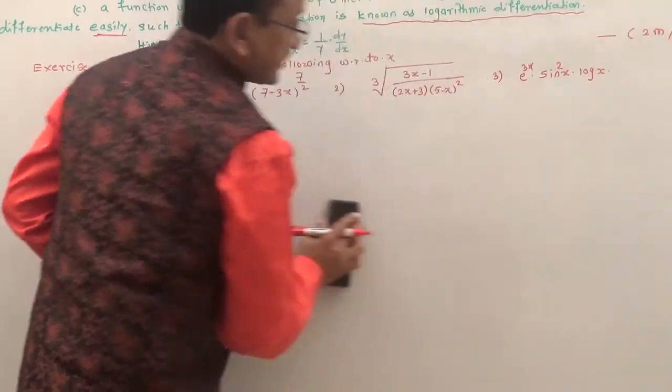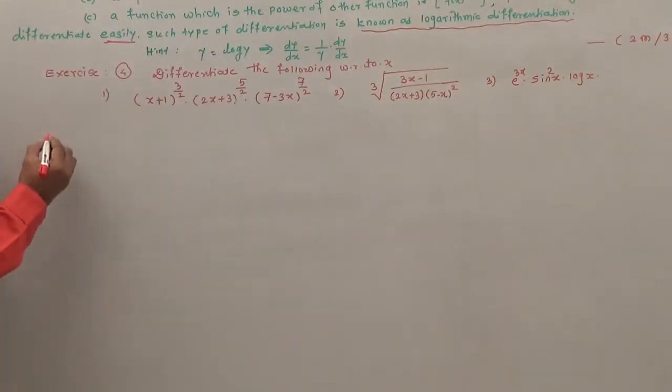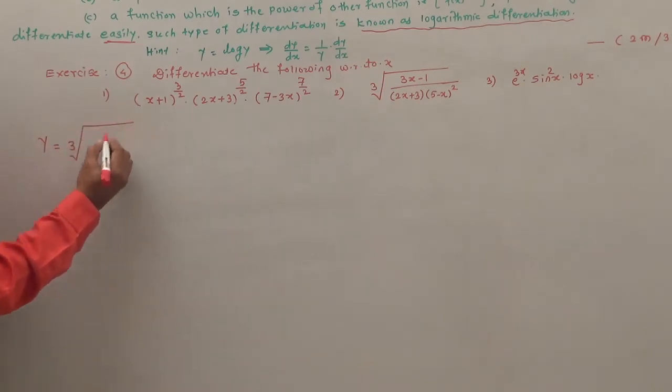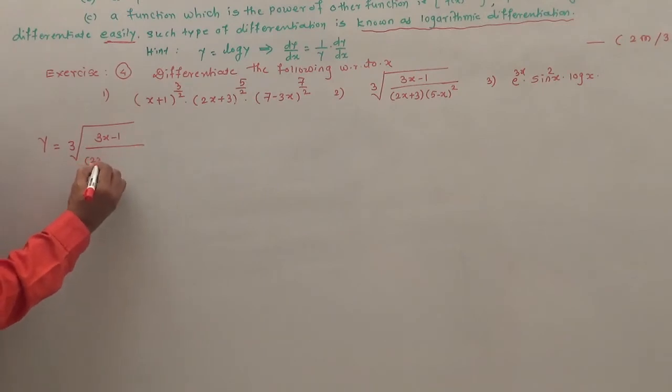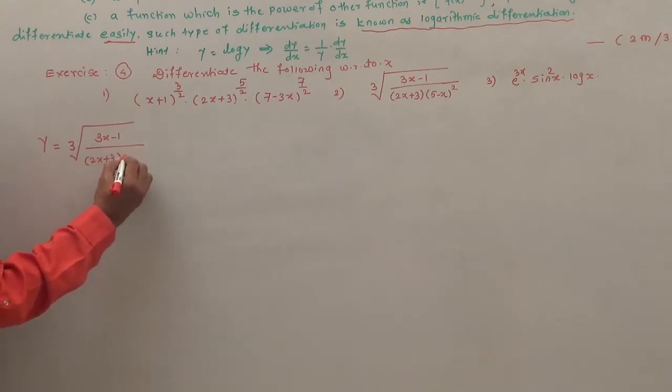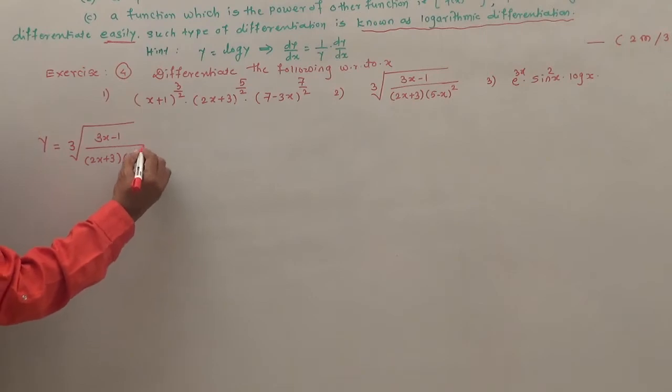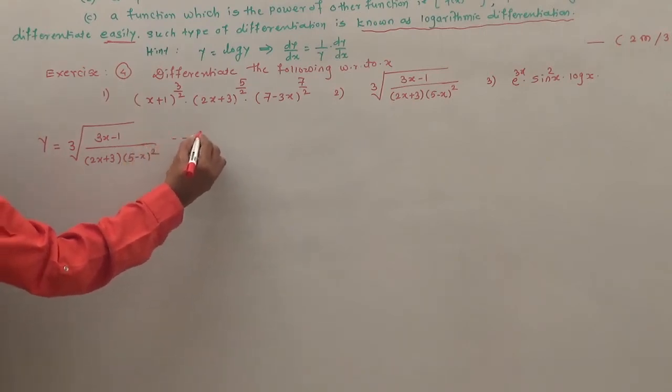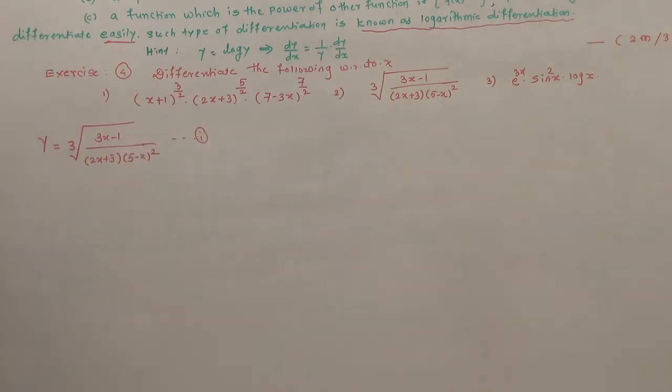So now take second example. Here y is equal to the cube root of (3x minus 1) upon (2x plus 3) times (5 minus x) square. Give number 1 here. It is easy to find this derivative by applying logarithmic differentiation.